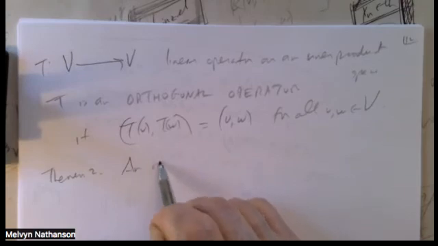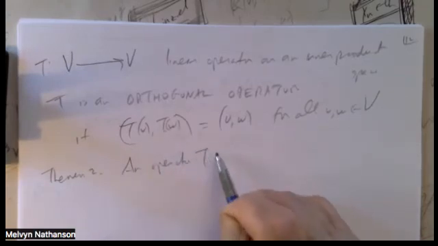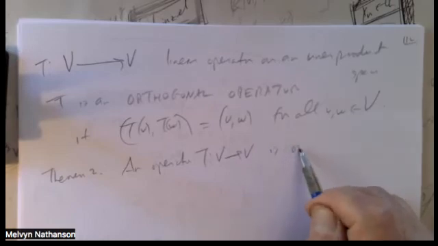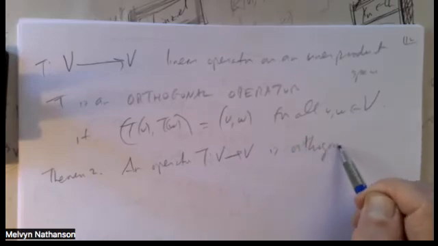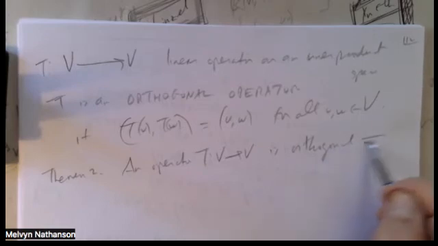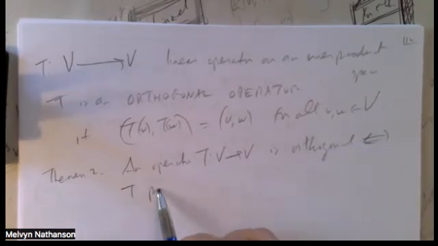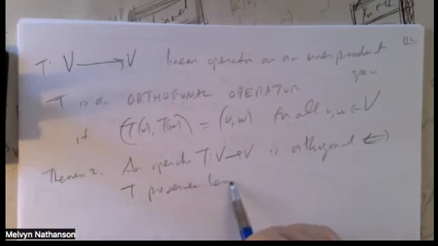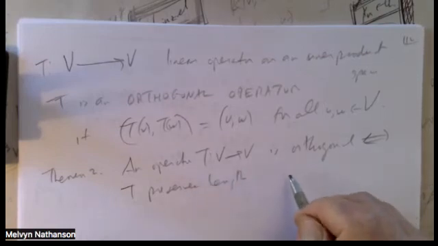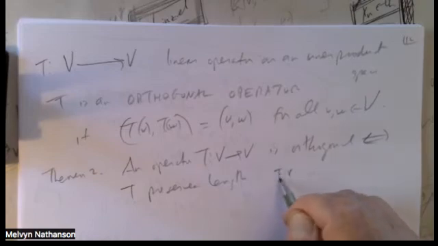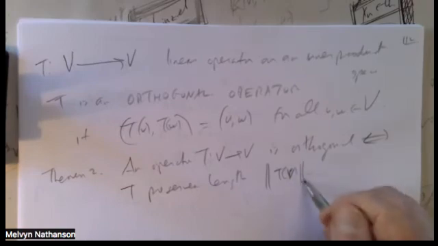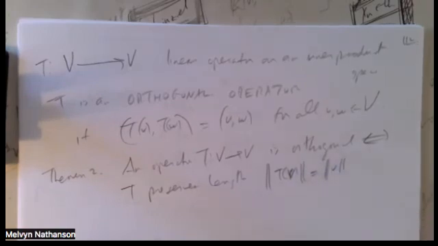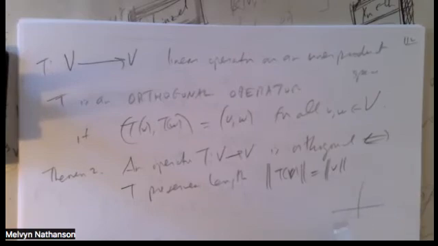An operator T from V to V is orthogonal if and only if T preserves length. What that means is if I take any vector v and apply T to it, and I compute the length of T of v, that's exactly the same as the length of v. So it moves a vector, but it doesn't stretch it in any way.